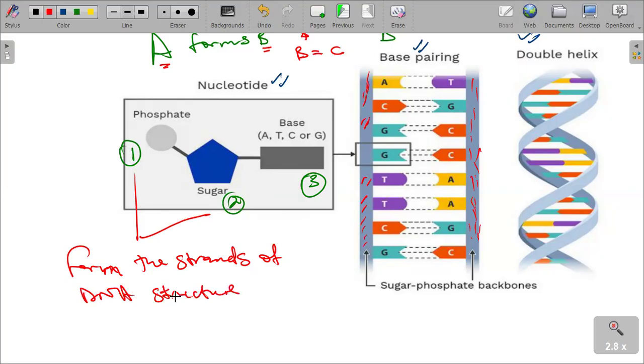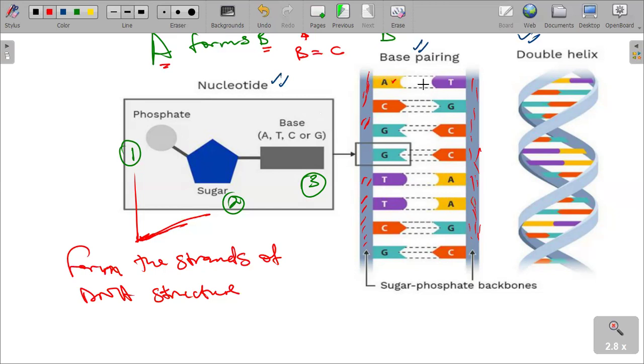They form the strands of the DNA structure. I'm saying 1 and 2, they form the strands of the DNA structure. And also 3, it is forming, as you can see, we are saying it is A, T, C, G: adenine, thymine, cytosine, guanine. These are the ones that you are seeing.